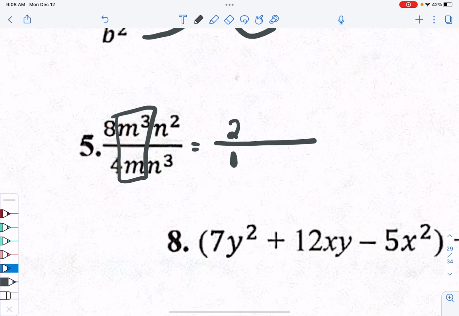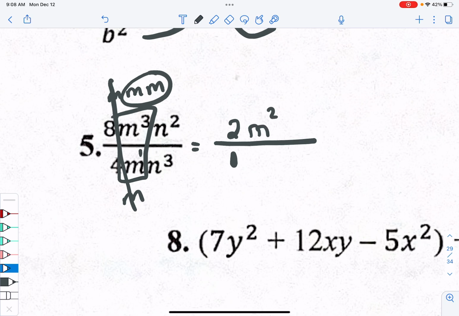So I have 3 m's on the top and 1 m on the bottom, and none of those are negative exponents, so I don't need to necessarily move anything. So I have an m, an m, an m, and 1 m on the bottom. And these 2 are going to cancel, so I will have 2 remaining on the top, okay?